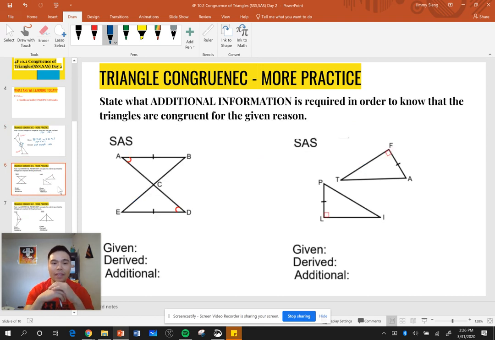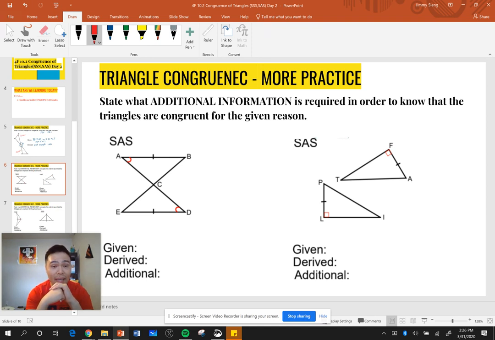Okay. Let's go ahead and continue that practice. So I need to state what additional information I need in order to know that the triangles are congruent for the given reason. Okay. So looking at the first one here, I want to prove that this is a side angle side.